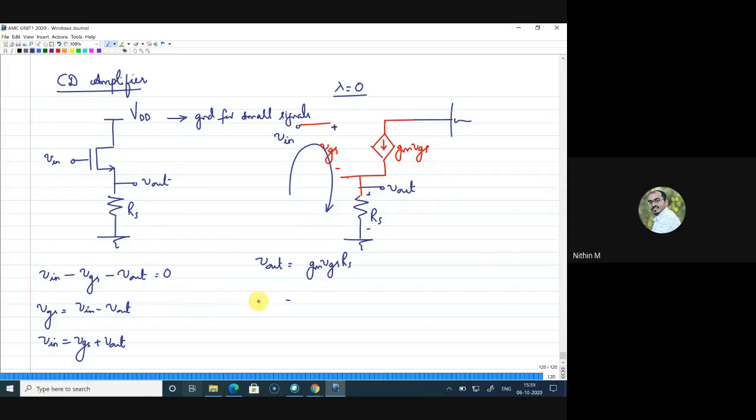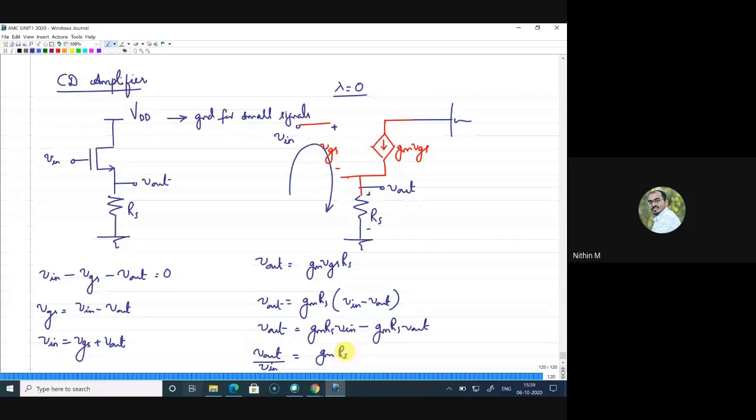So with that, if I write V out, what is V out? V out can be written as GM RS into VGS, which will be replaced as V in minus V out. And from this, I can write V out is equal to GM RS into V in minus GM RS into V out. Or if we take V out to the left side, I'll get V out by V in as GM RS divided by 1 plus GM RS. That is the voltage gain expression, GM RS divided by 1 plus GM RS.